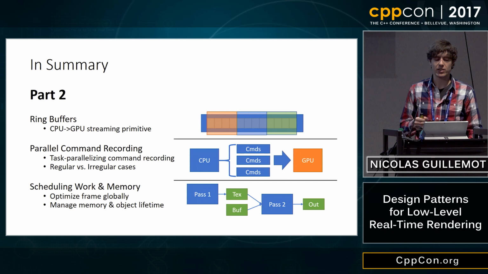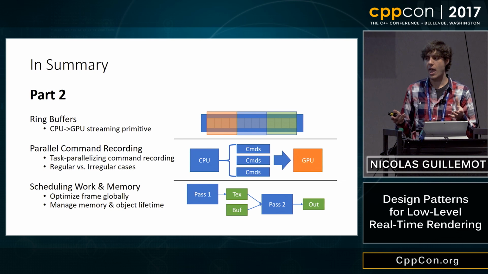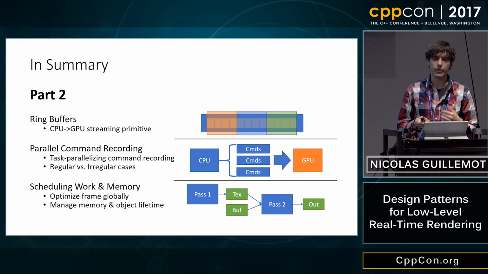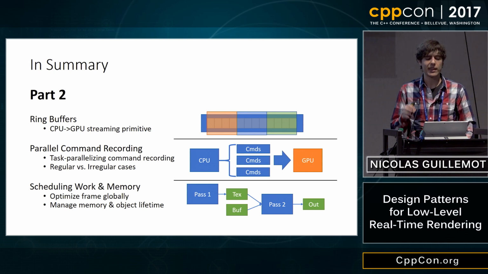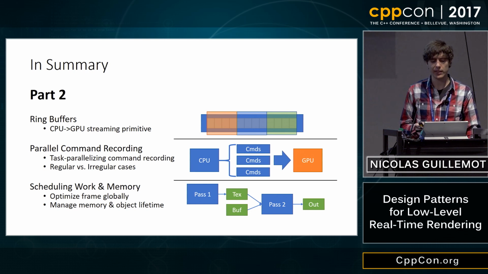Finally, I talked about scheduling work in memory, to talk about how we can take a graph that represents a frame being rendered and efficiently convert that into a list of commands to send to the GPU that both optimizes the frame globally and manages the lifetime of the objects throughout the frame. I think actually some people will say that if you don't optimize the frame globally, then you're not using these new APIs to their full potential. So I think this is something that's relatively important.